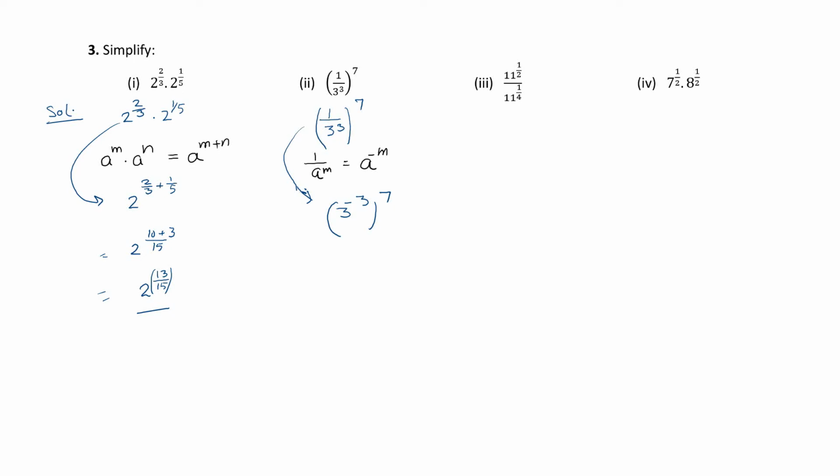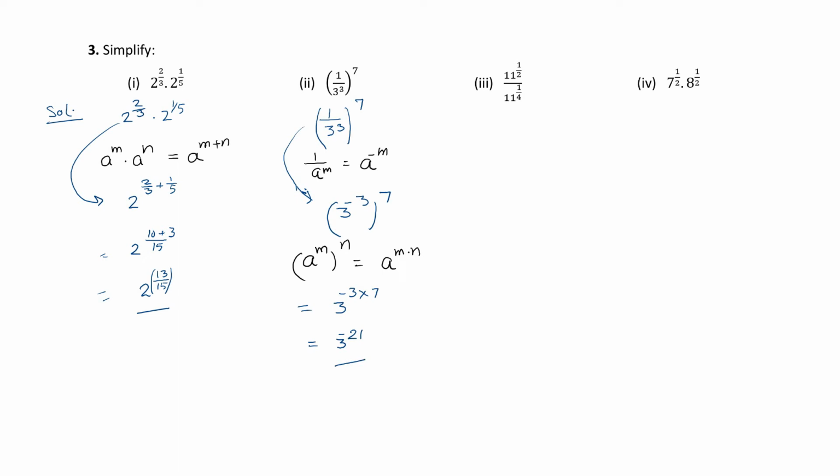right. So now what do we write here? Here we have an identity like a to the power m to the power n equals a to the power m times n. So when we apply this identity, here we will get 3 to the power minus 3 into 7. So we will get 3 to the power minus 21. So this is the answer.